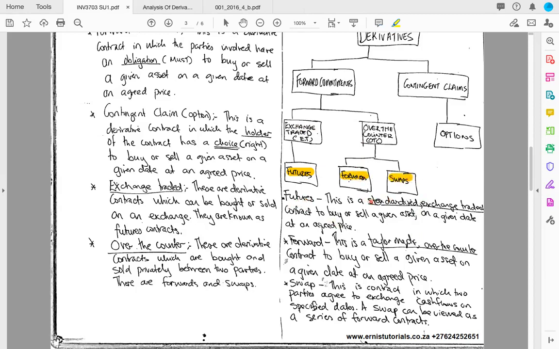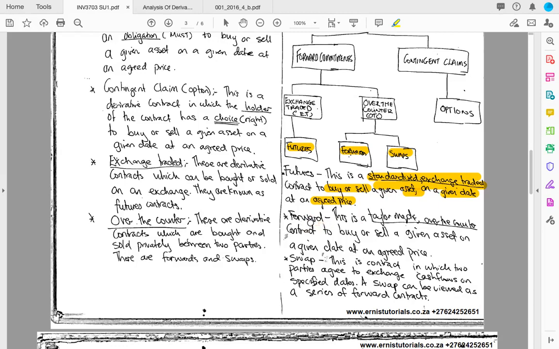A futures contract, this is a standardized exchange traded, meaning the exchange is the counterparty. This is a standardized exchange traded contract to buy or sell a given asset on a given date at an agreed price. So a futures contract is a standardized contract which can be bought or sold on an exchange, right? Involving a given asset on a given date at an agreed price. Whereas a forward contract, right? This is a tailor-made over-the-counter contract. We say it's over the counter because it's a private arrangement to buy or sell a given asset on a given date at an agreed price.